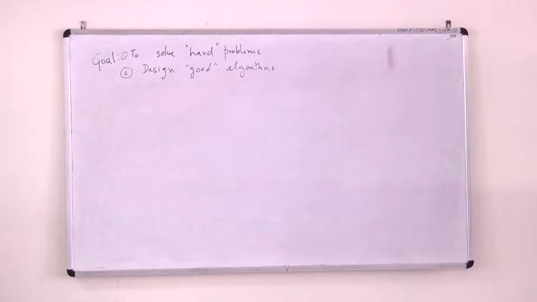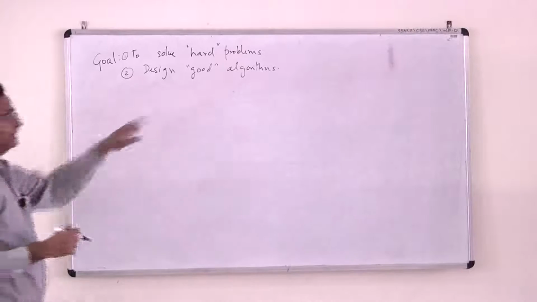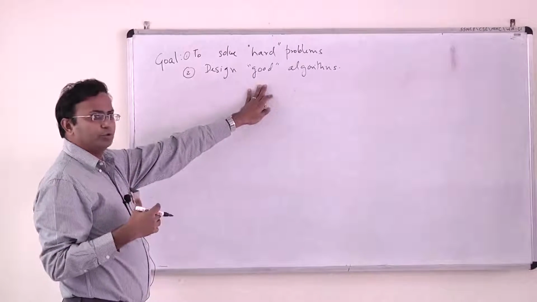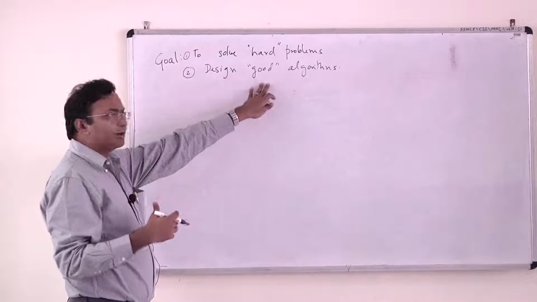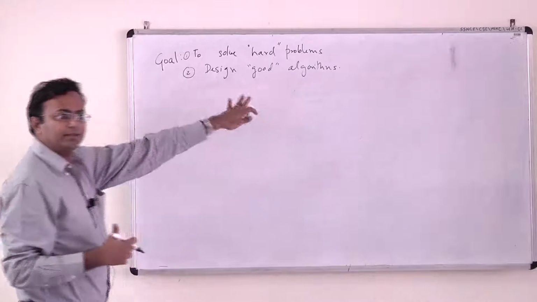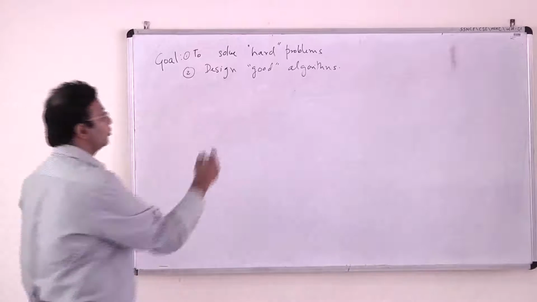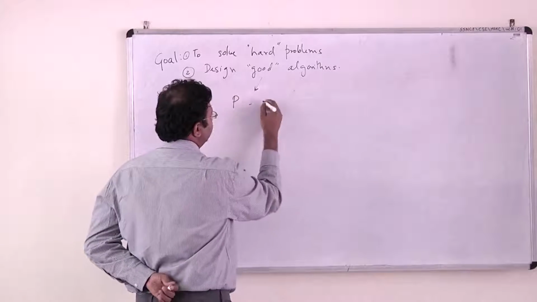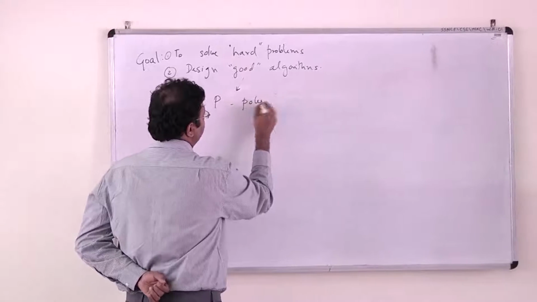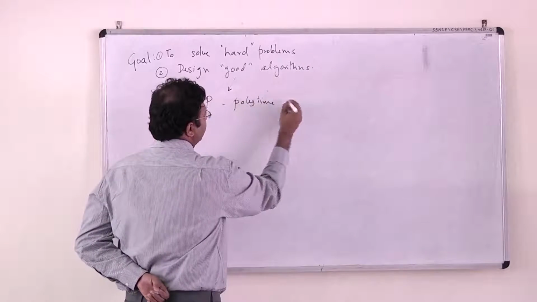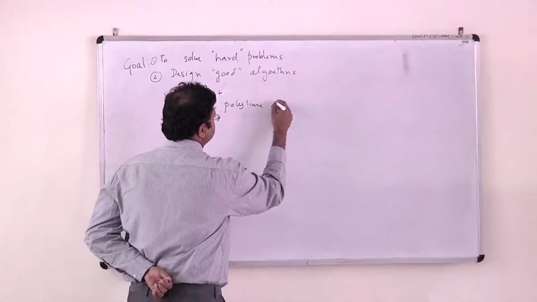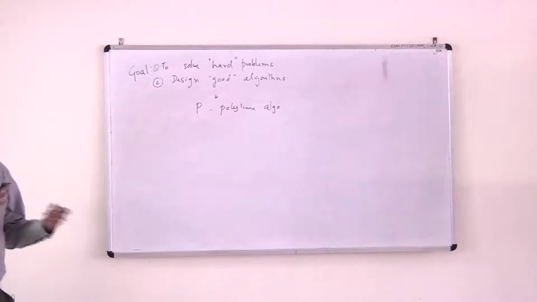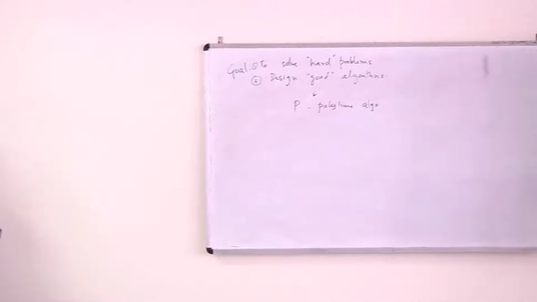Usually, you must have seen good meaning an algorithm whose number of steps required is polynomial in the size of the input, which we call P. P is the class of problems which have a polytime algorithm.